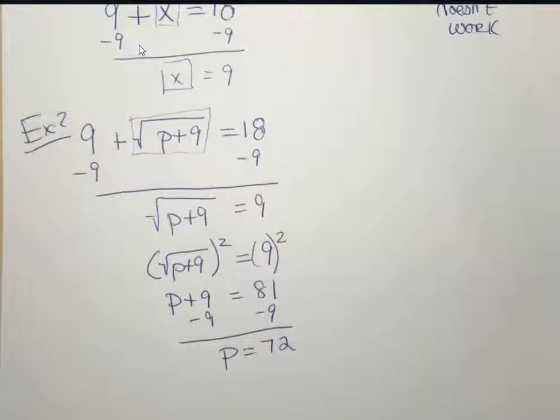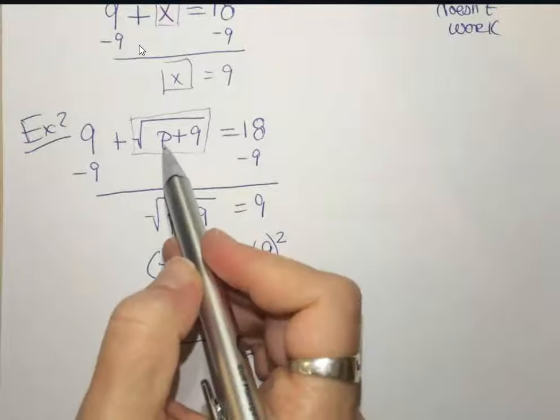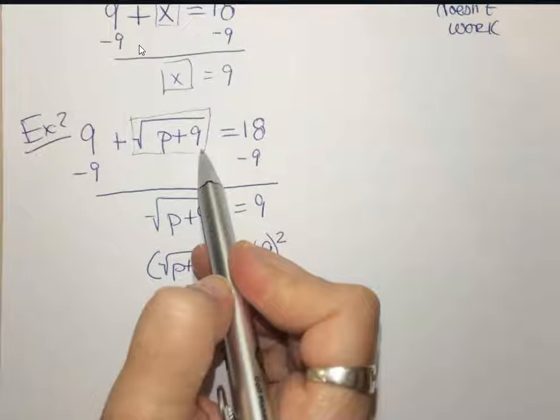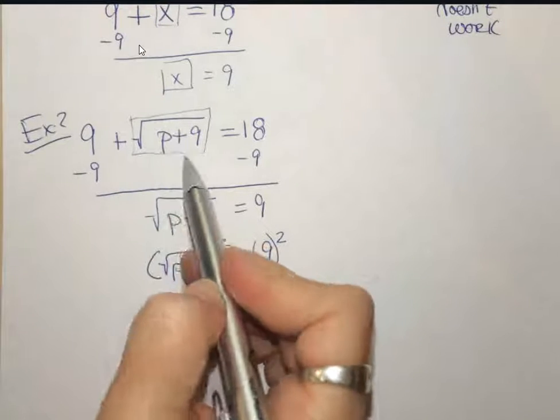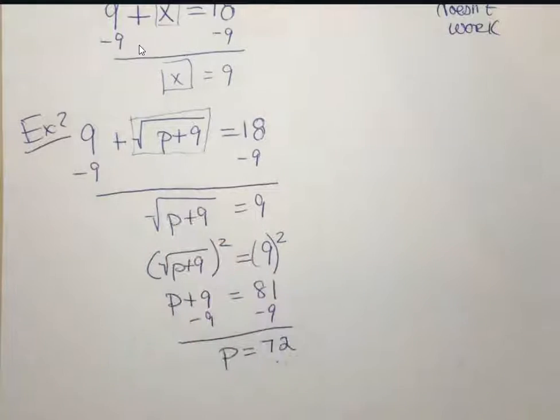Now, this is where it's super important that we go back and check. Well, 72, if I plug 72 in, 72 plus 9 is 81. The square root of 81 is 9. 9 and 9 is 18. So that solution checks. So there is one example.